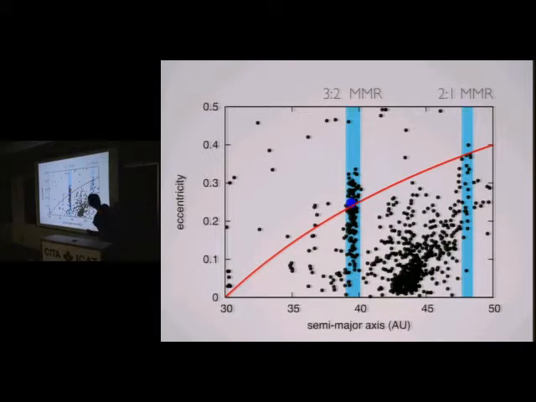Little less obvious here is the 2-to-1 resonance. It's further away, so we don't have as many observed objects in there, but you can start to see the resonance structure even before we worry about observational biases.